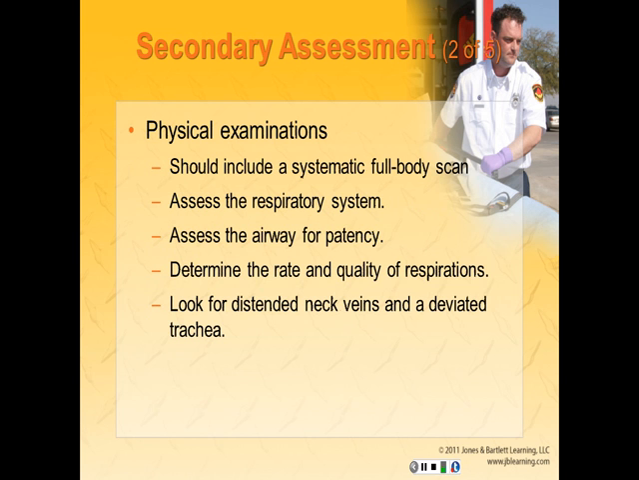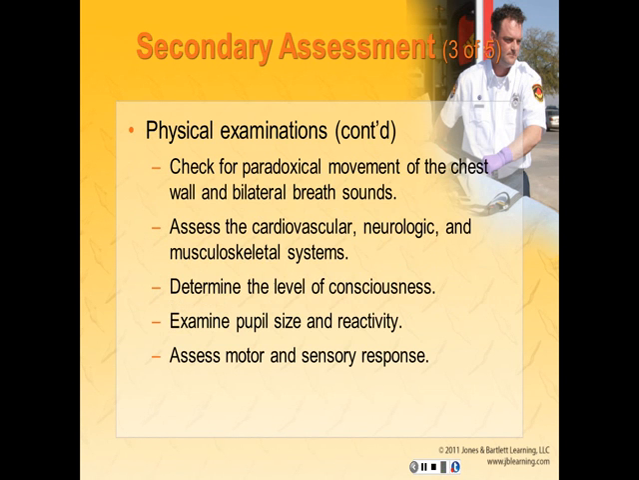Perform a physical exam. This needs to include a systematic full-body scan where you assess the respiratory system, assess the airway for patency, determine the rate and quality of respirations, and in the neck, observe for distended neck veins or a deviated trachea. In the chest, you're going to check for paradoxical movement of the chest wall and bilateral breath sounds. Assess the cardiovascular system, specifically rate and quality of pulses. Assess the neurologic system to formulate baseline data to guide further decisions.